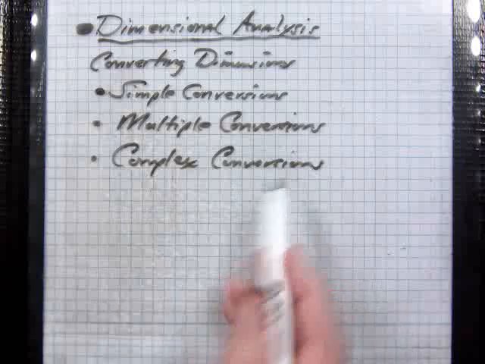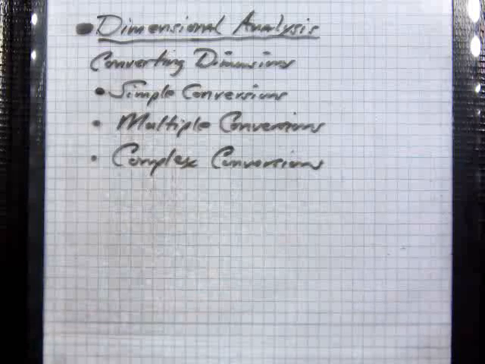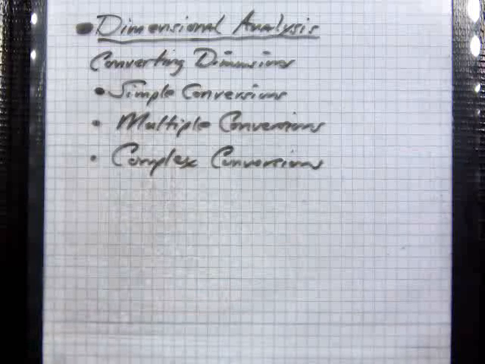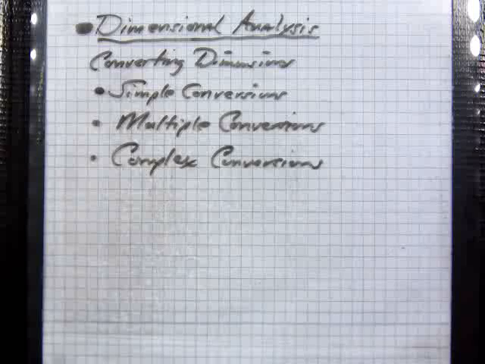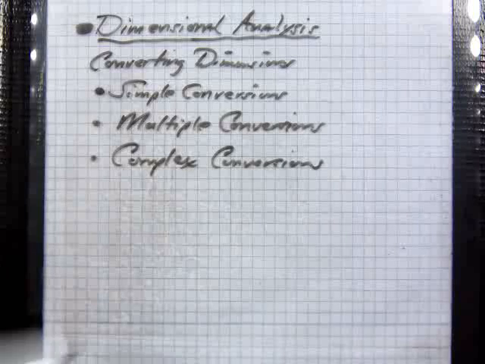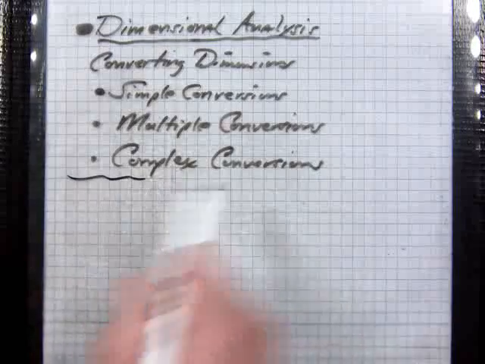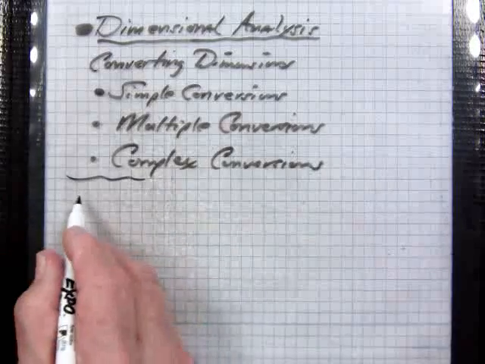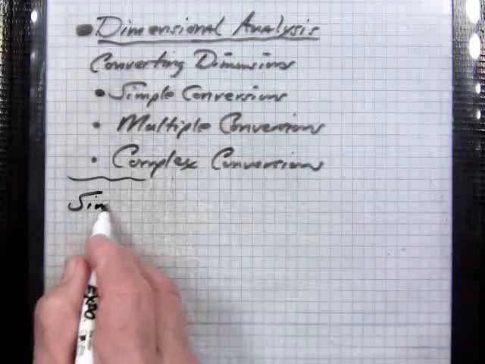A complex conversion involves two fundamental quantities. One cannot be converted into the other. Pounds cannot be converted into a volume number of pounds per cubic feet or something like that. So you have to leave them in that format, and we call that a complex unit, or I use them in complex conversions. Okay, so we'll start with some examples of simple conversions.